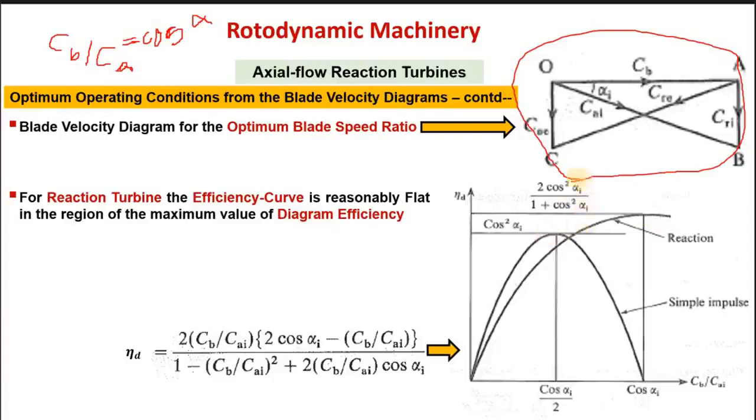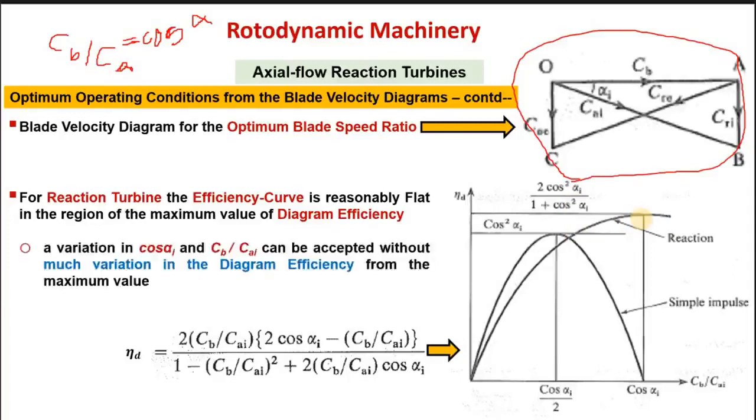For example, if you put value of alpha equal to 10 degree, maximum efficiency for the case of reaction turbine will be 0.985, around 0.98, and the maximum value for impulse turbine will be 0.97, a little smaller than the corresponding reaction turbine. So for higher values of alpha, for example 15 or 20 or 30, this difference will be much larger. Reaction turbine will give you higher efficiency than the impulse turbine.